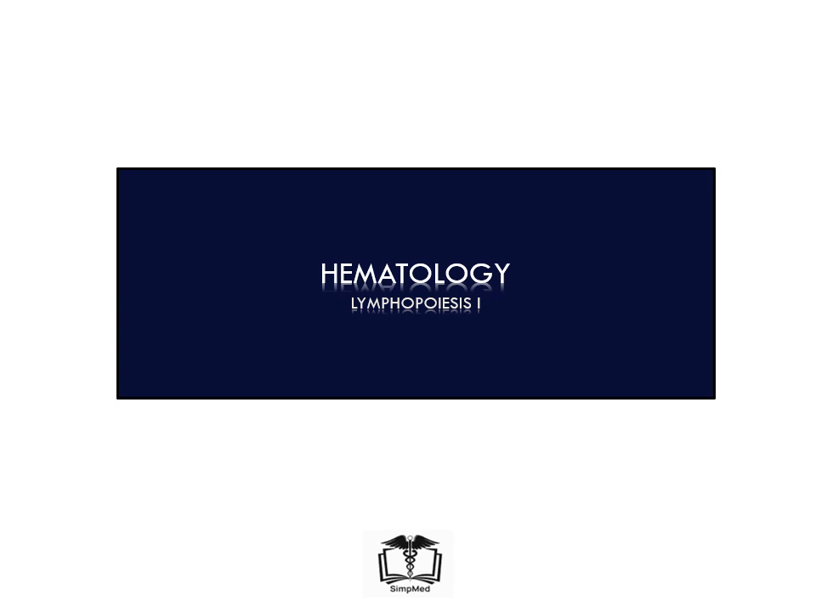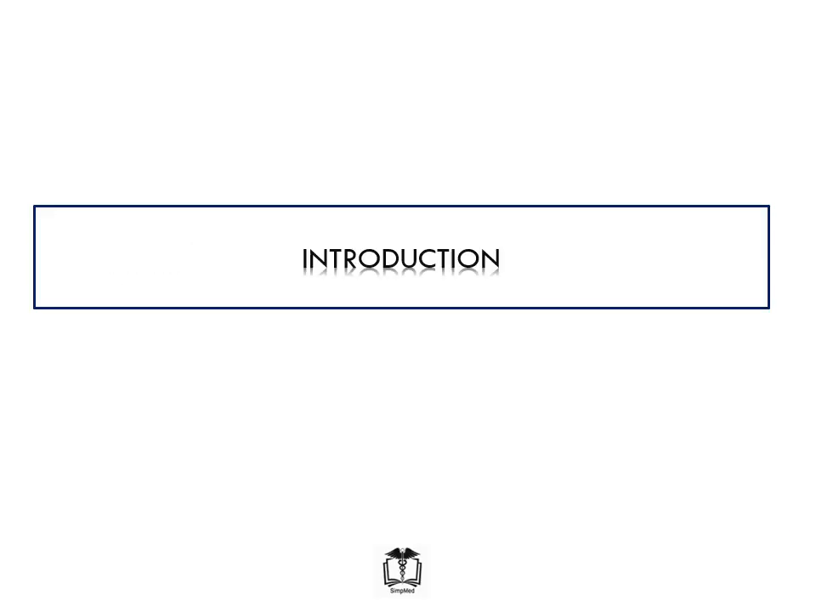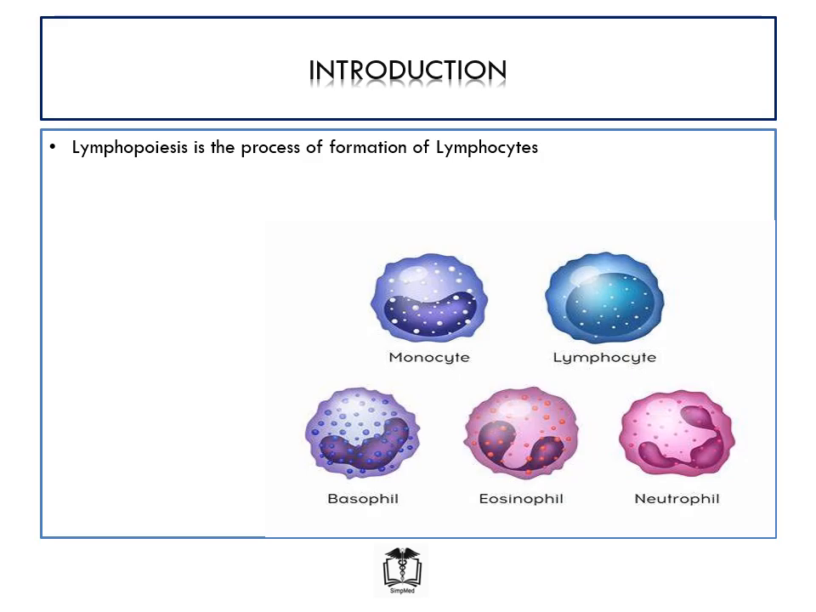For our module on lymphopoiesis 1. Lymphopoiesis is the process of formation of lymphocytes, which are white blood cells. They are a group of white blood cells that are separate from the rest, as shown in the image below. They include the B and the T lymphocytes. And in this particular module, we're talking about the process of formation of the B lymphocytes.